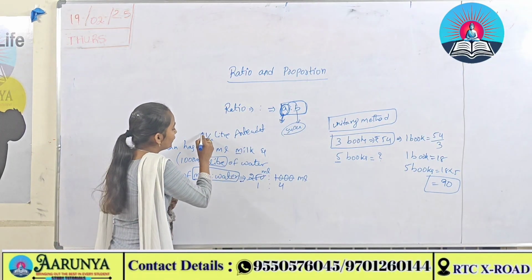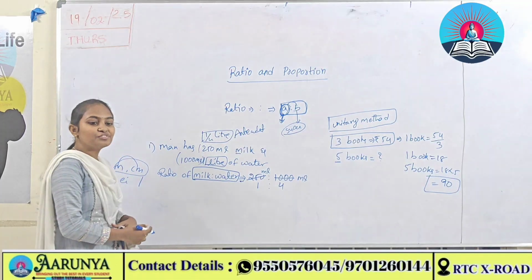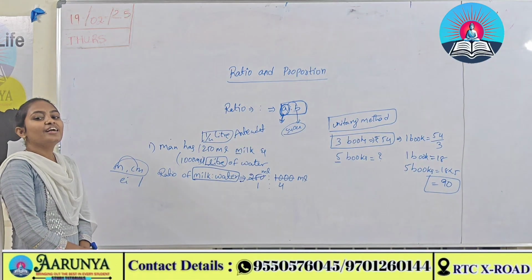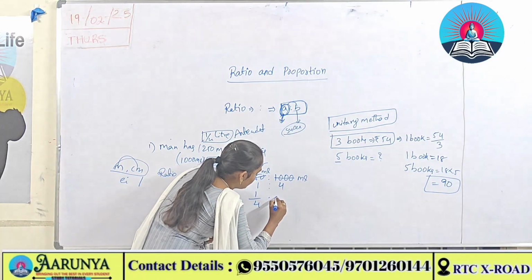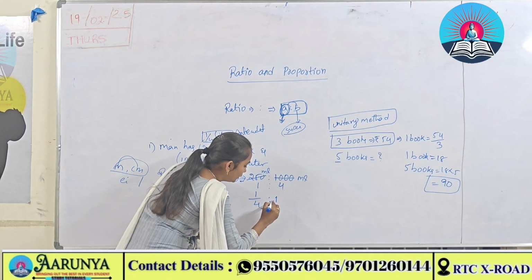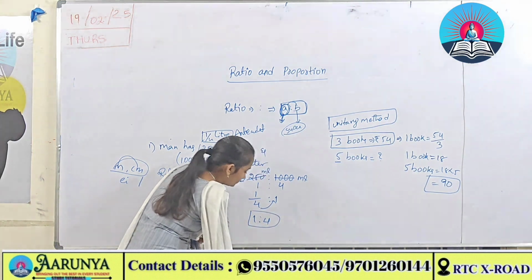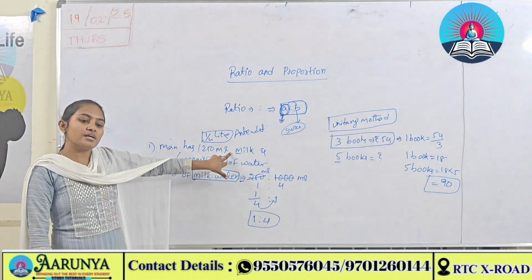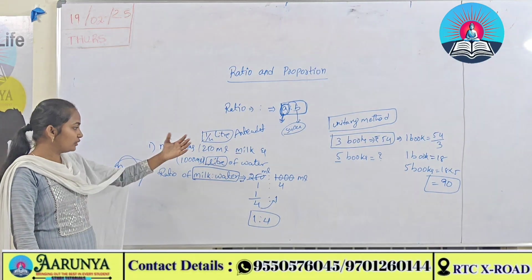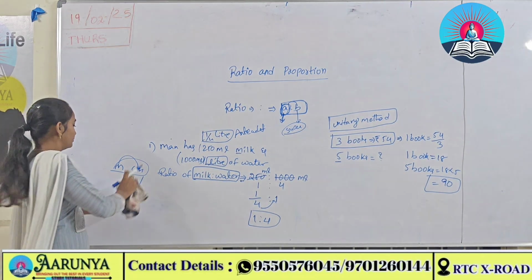We can get the same answer in liters also. See, milk is how many liters? 1 by 4, because it is 250 ml. So 1 by 4 is to 1, and it goes the same way, 1 is to 4. So whenever the two measurements are in different units, we have to change them to either milliliters or liters.